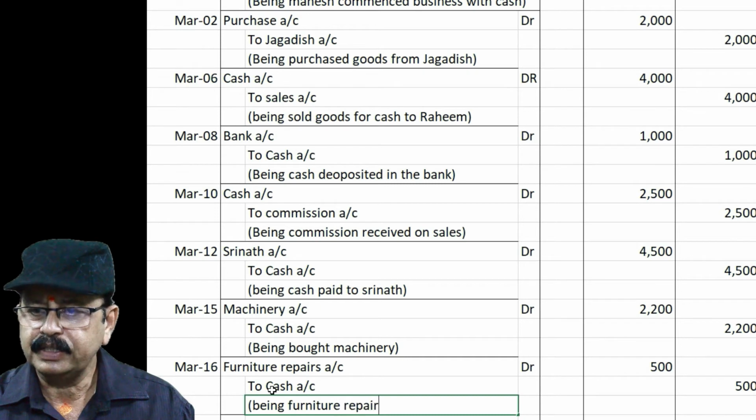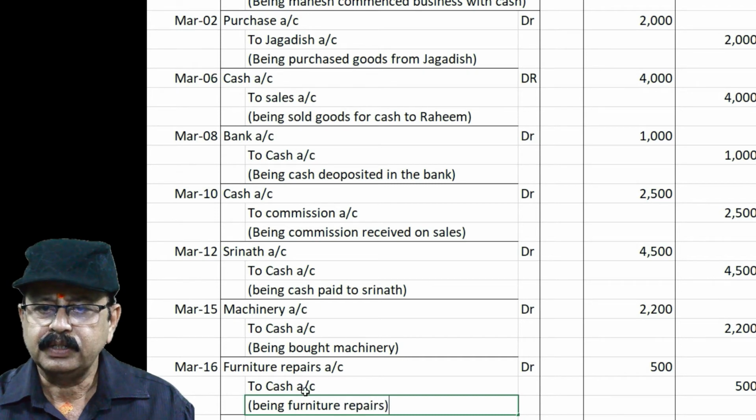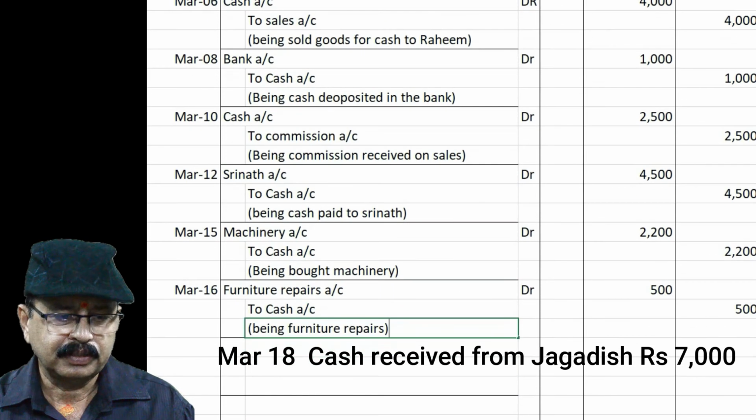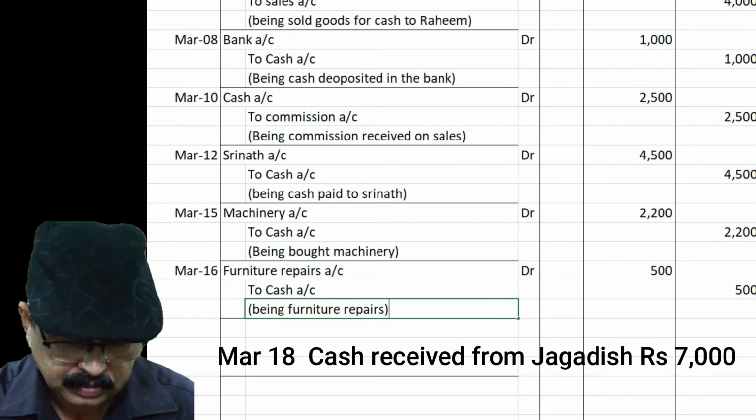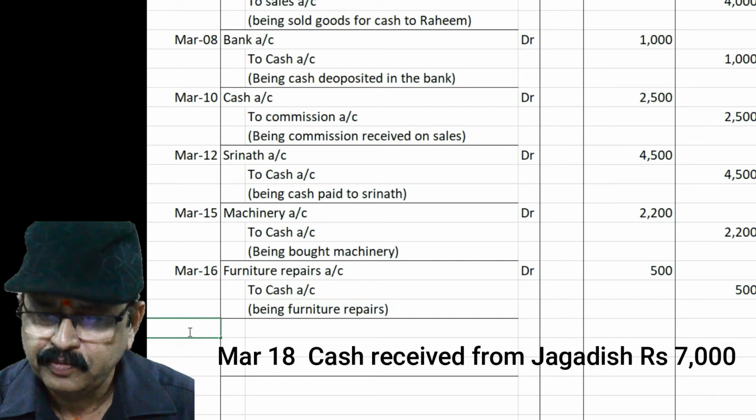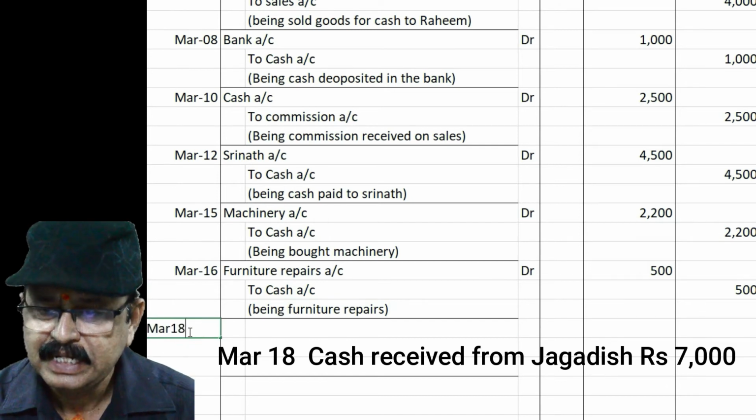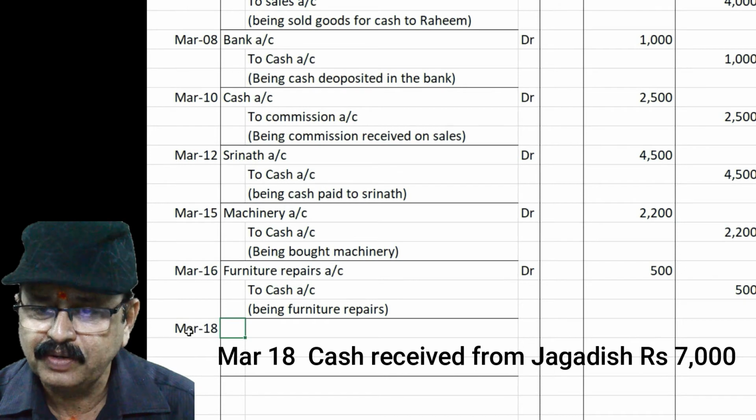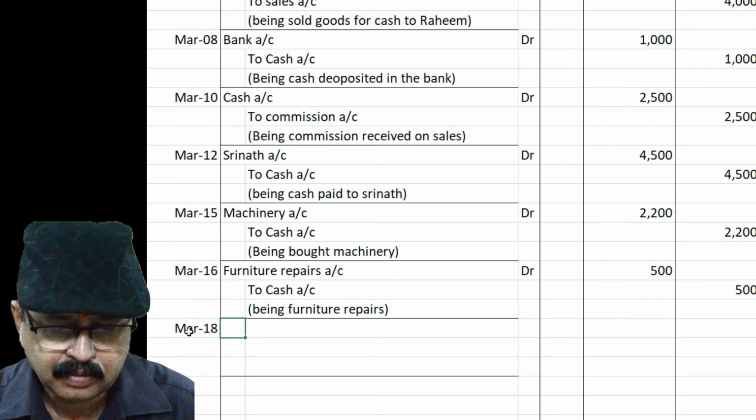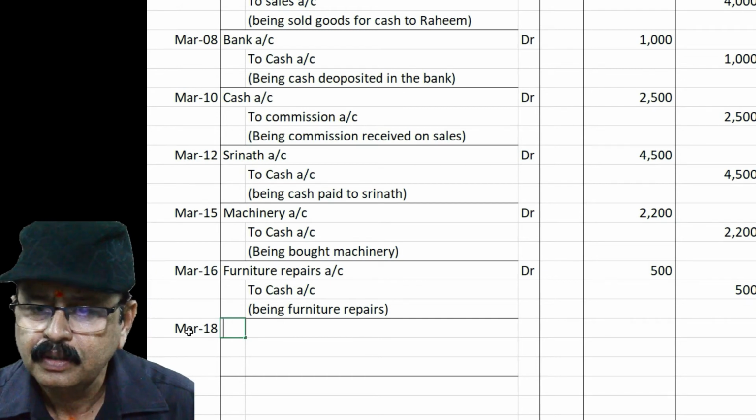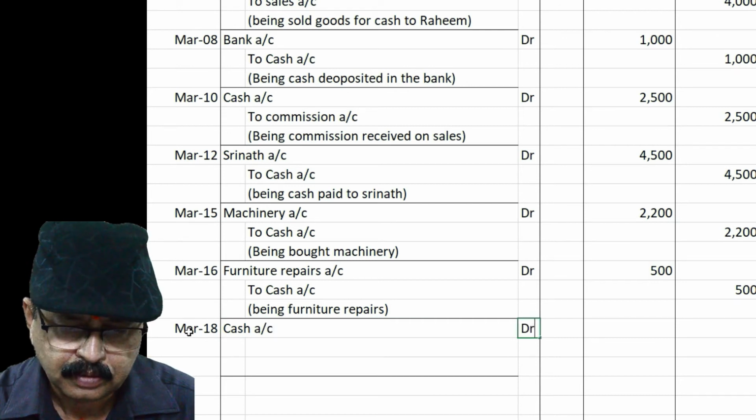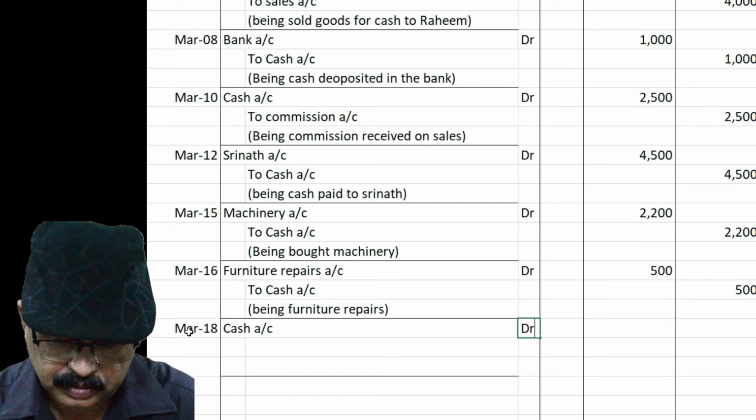The next transaction here, what is that? Cash received from Jagadish 7,000, that is March 18th. So March 18th, cash received from Jagadish. That means cash is coming debit, Jagadish is giving credit. So cash account debit to Jagadish. Cash account here debit 7,000. Sorry, in the debit column we should write 7,000.